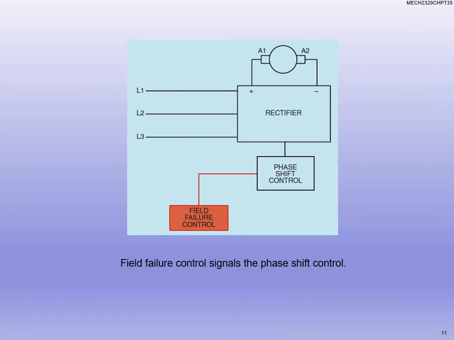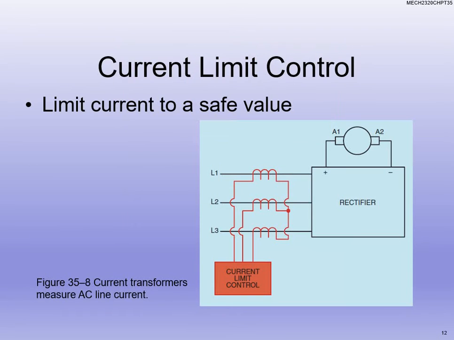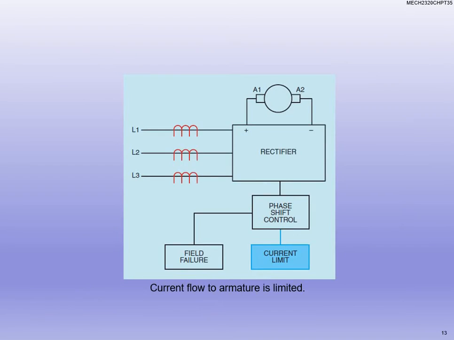Okay, so if we take a look at the field failure control, if the field fails, it tells the phase shift control that that's happened. Ways we do that: we limit the current to a safe value, so we can detect the current here in the line. If the current isn't where we want it to be, we're able to control it, turn it off. We're checking the current in the AC line.